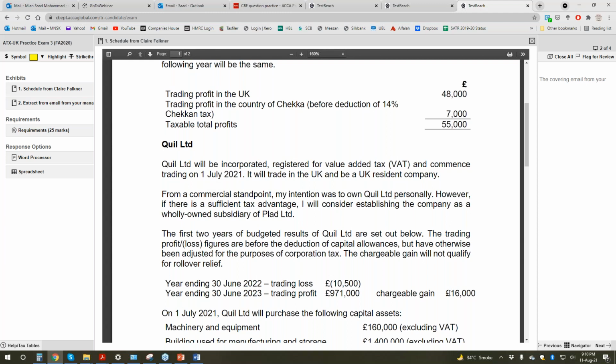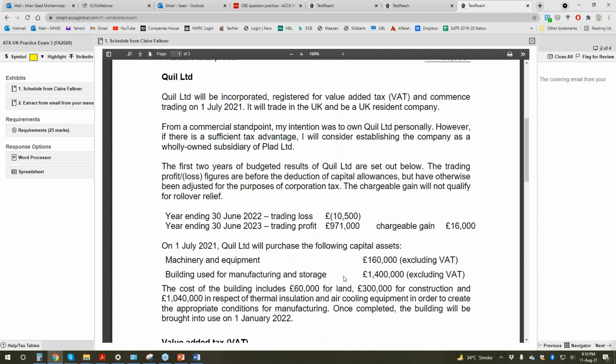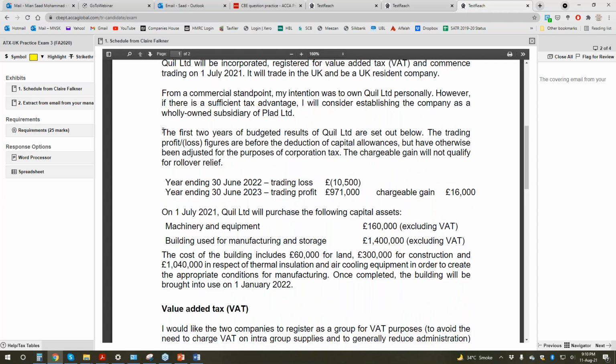I guess the question is talking about this chargeable gain. That's fine. So if everything is adjusted in these profits and losses except for capital allowances, it means all I have to do is perform the working of capital allowances. So we will quickly revise capital allowances after reading the question.